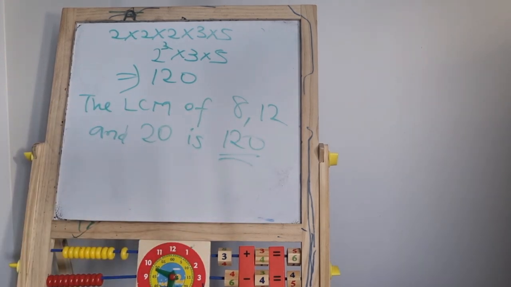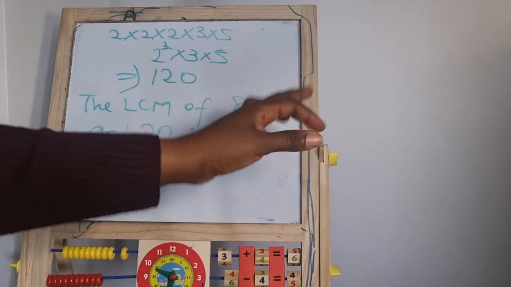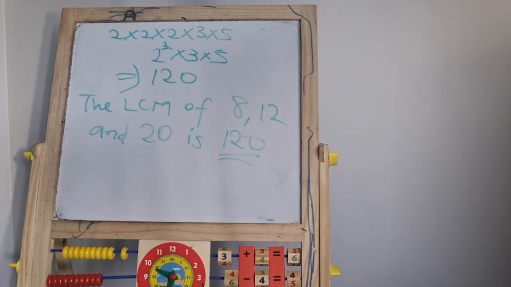That is, 120 is the smallest number that 8, 12, and 20 will divide. 8 will go in it, 12 will go in it, 20 will also go in it. So that is the meaning of least common multiple. The 3 numbers will go in it without leaving a remainder.